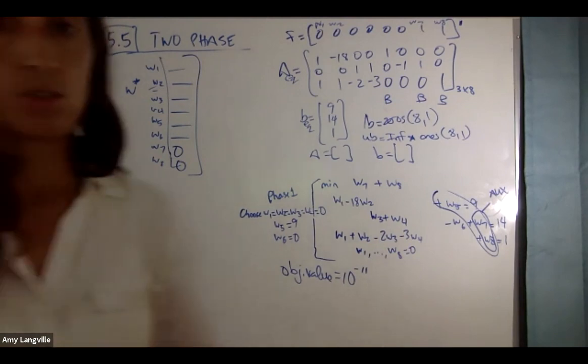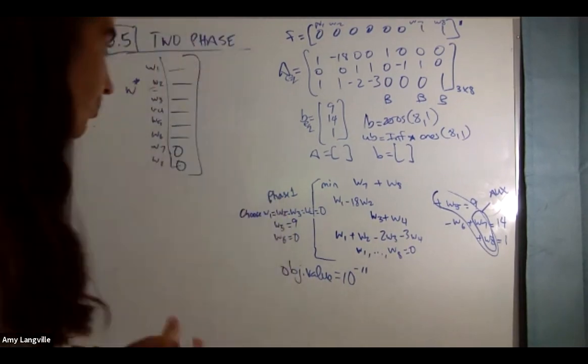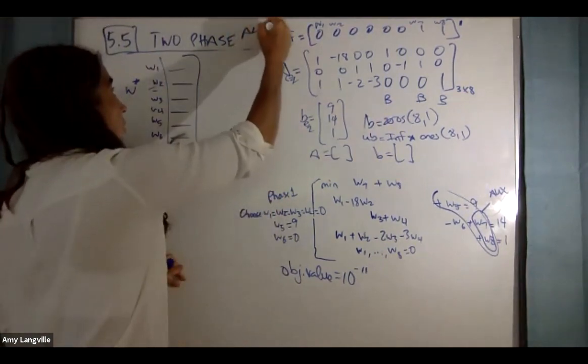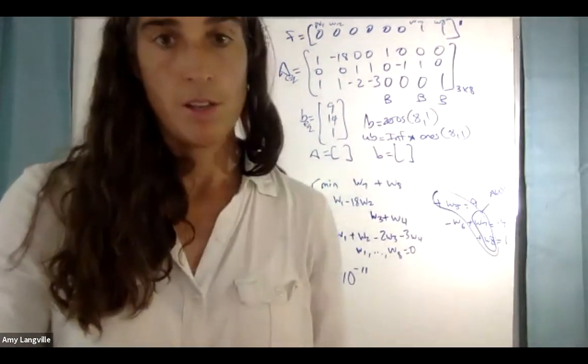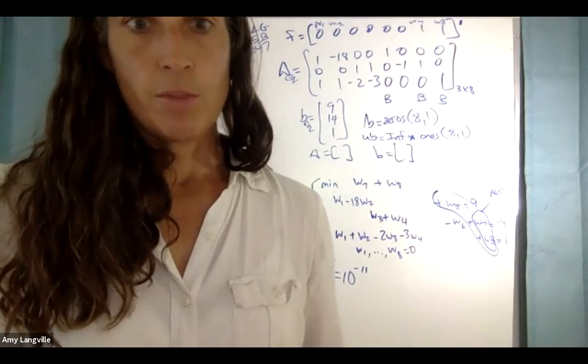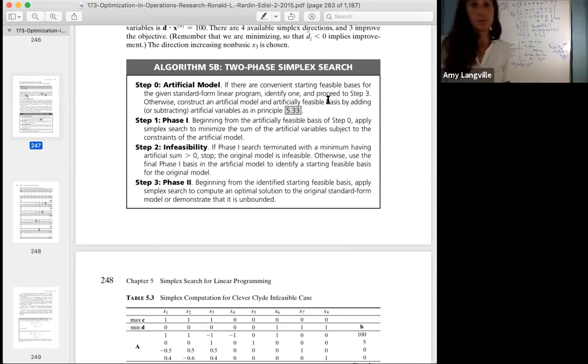All right, so this is algorithm 5B, the two-phase simplex algorithm, on page 247. So let's just take a look. Nothing new, really. It should be review for us. You start with your artificial model. We form the auxiliary problem with artificial variables, adding or subtracting those in for any violated constraints. You run phase 1, which is the simplex that minimizes the sum of the artificial variables. That was our W7, W8.